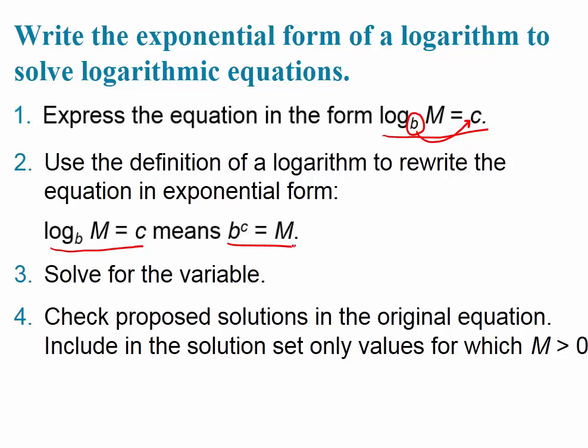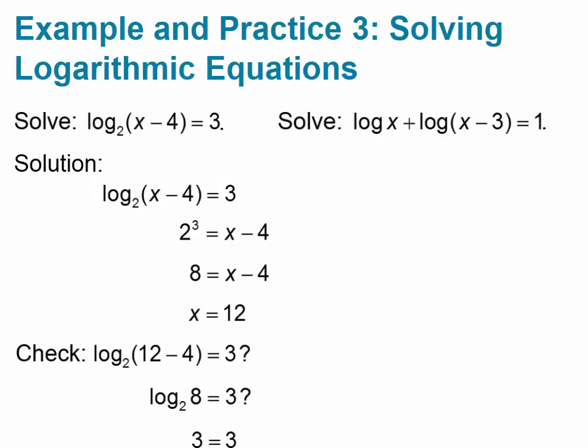Then we just want to check and make sure when we get done that our solutions are valid. So right here, m has to be greater than 0. It can't be 0, it can't be negative, because we can only take the logarithms of positive values. So we want to be careful and always check our solutions here. All right, let's take a look at an example, and then we'll have you try a practice.